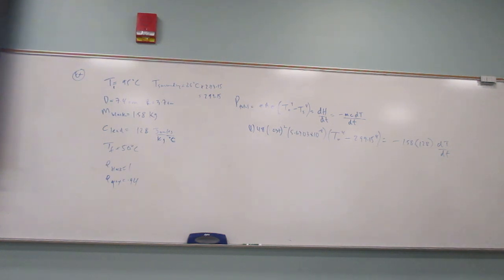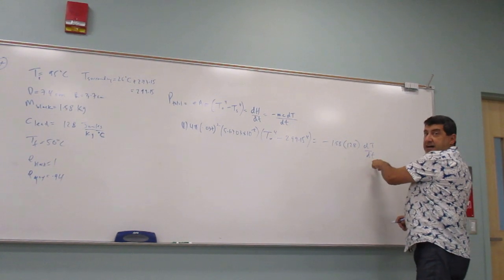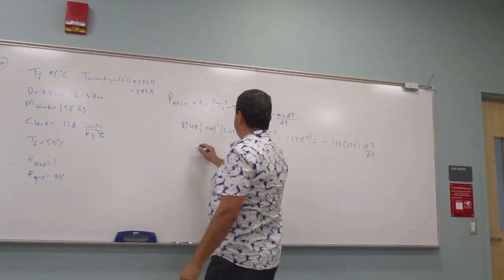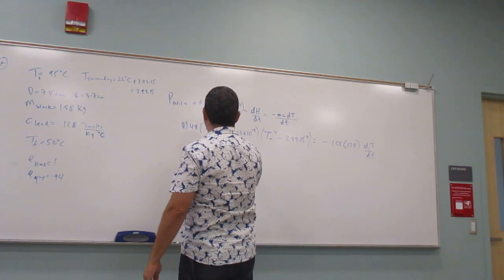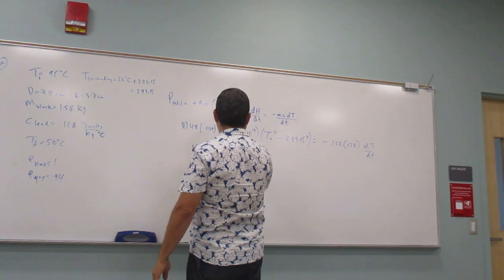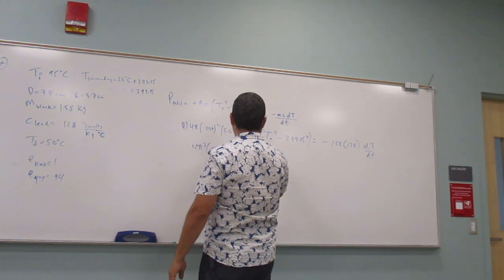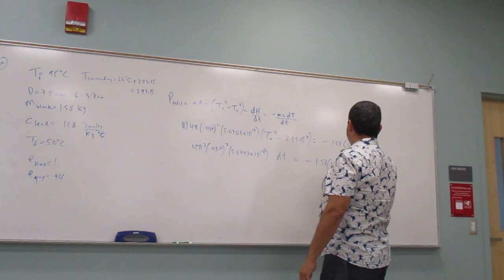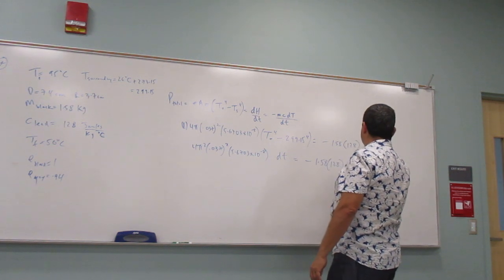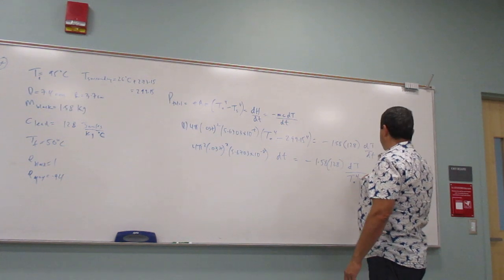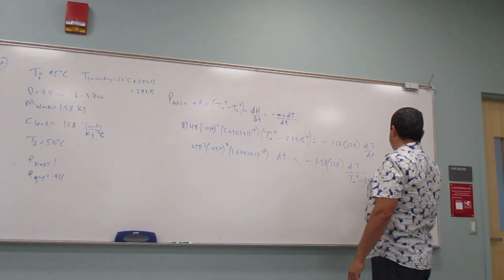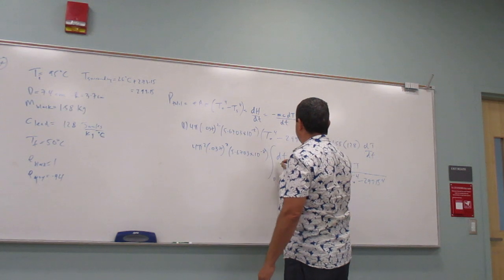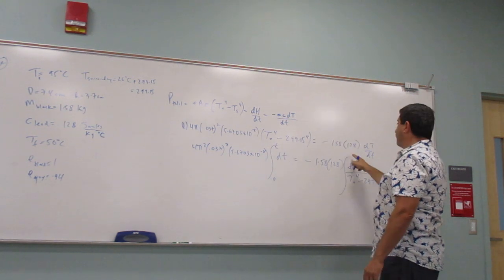So then, how do I integrate that? This dt, this is time. This one goes up to the top. This one goes down to the bottom. So now we have here 4 pi times 0.037 squared, times 5.6703 times 10 to the minus 8, dt is equal to negative 1.58, 128, dT over T to the 4th minus 299.15 to the 4th. Then we integrate that from 0 to t, and integrate this from the initial temperature to the final temperature.